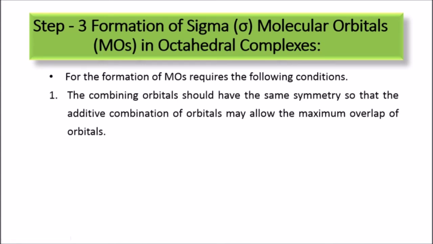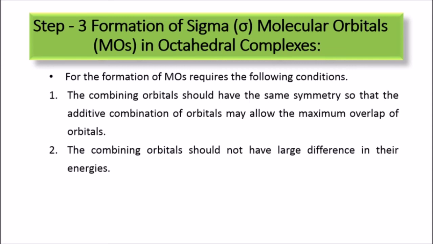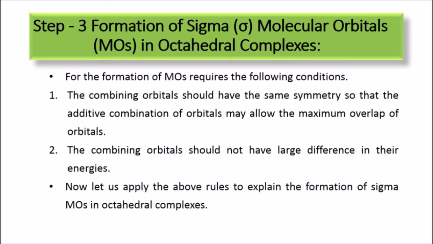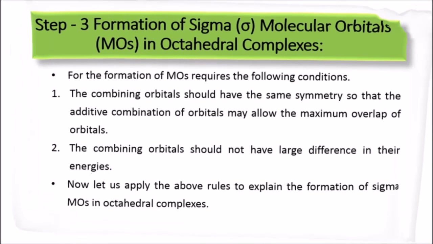It means that when the symmetry is similar for the orbitals involved in overlapping, then additive combination of orbitals results in bond formation, and that will produce BMOs. Similarly, the combining orbitals should not have a large difference in their energy, then they also participate in the overlapping. Now let us apply the above rules to explain the formation of sigma molecular orbitals in octahedral complexes.